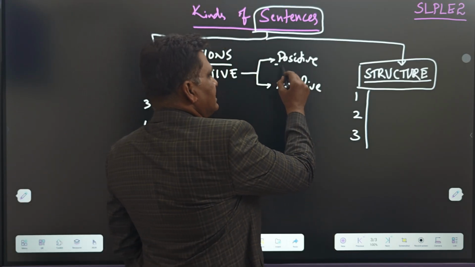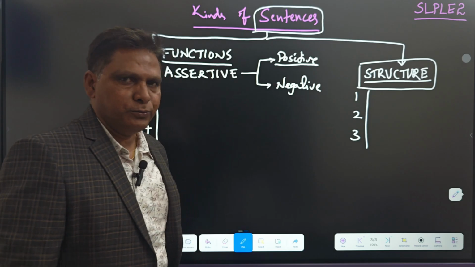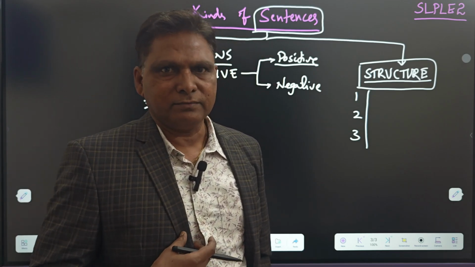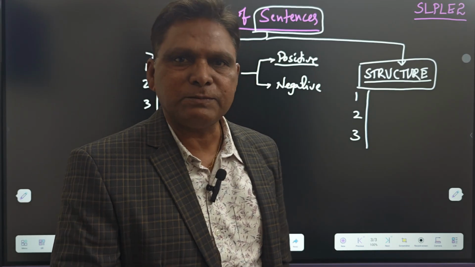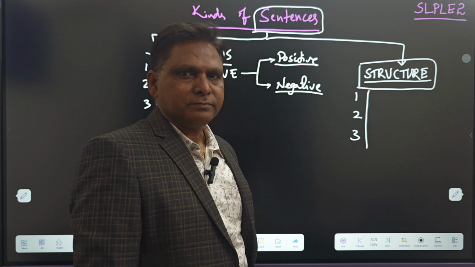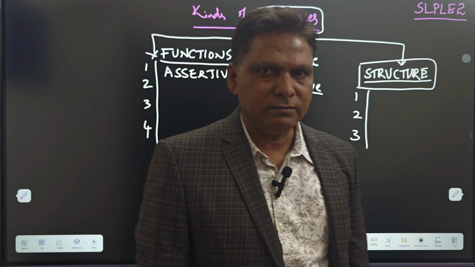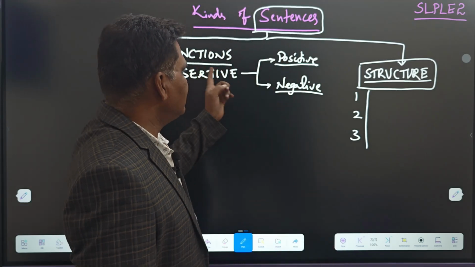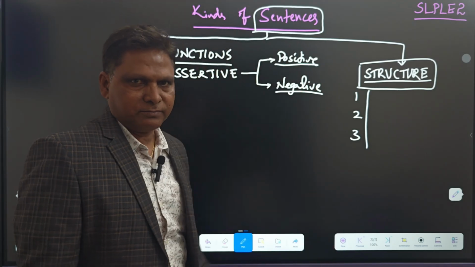And these sentences, as I have given you, may be positive. Like, for example, I'm talking. It's a statement and it is positive. When I say the same assertive sentence with negative connotation, I say, I am not talking. So, assertive negative, assertive positive.